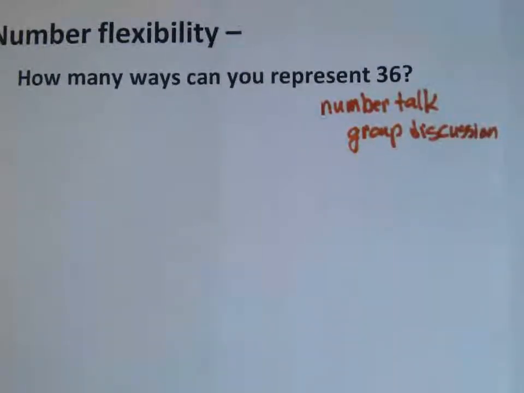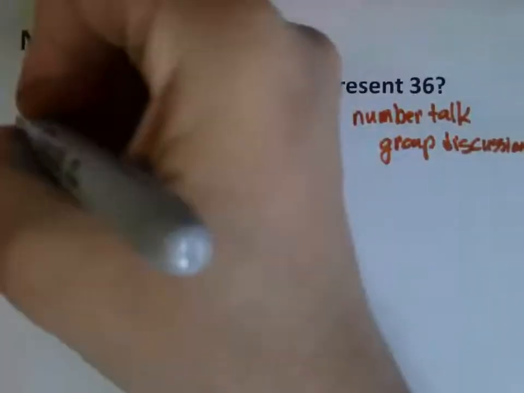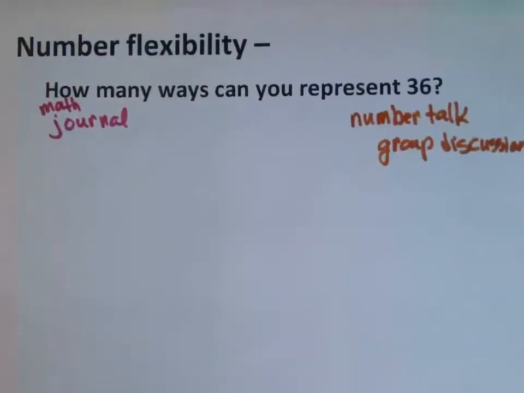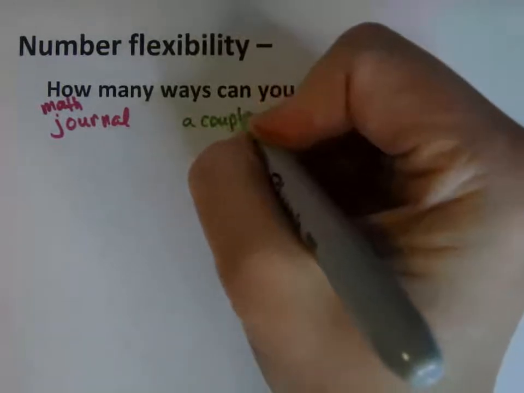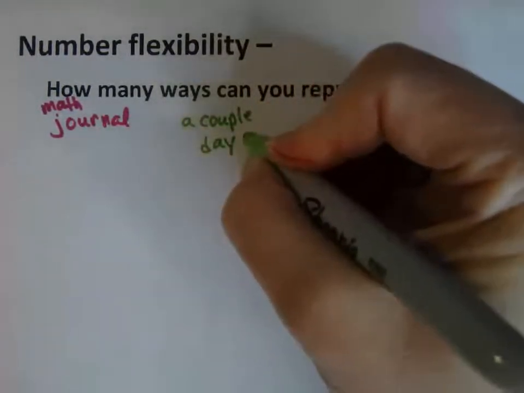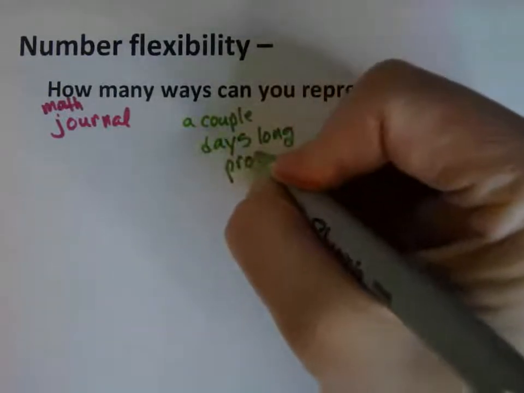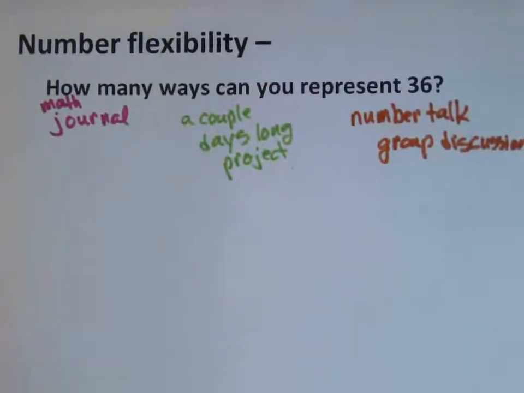So you could do this as a number talk group discussion, or you could take some time and let the students write about this in a math journal. How many ways can they find 36? I also could see this being perhaps a couple day project of class, a couple days long project where you have students think about this in their in between times. How many ways can you represent 36?